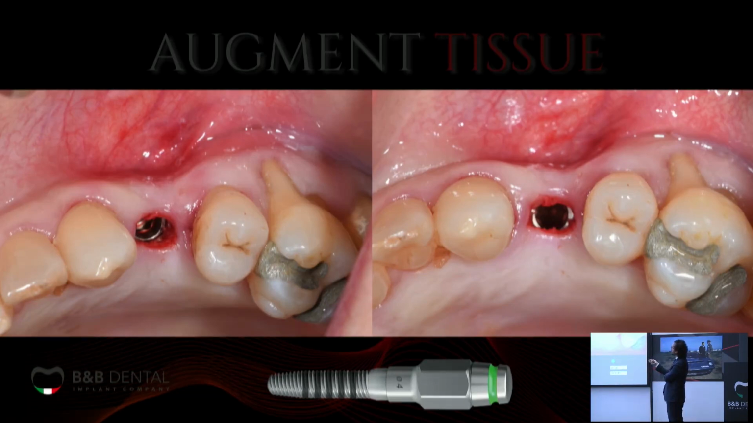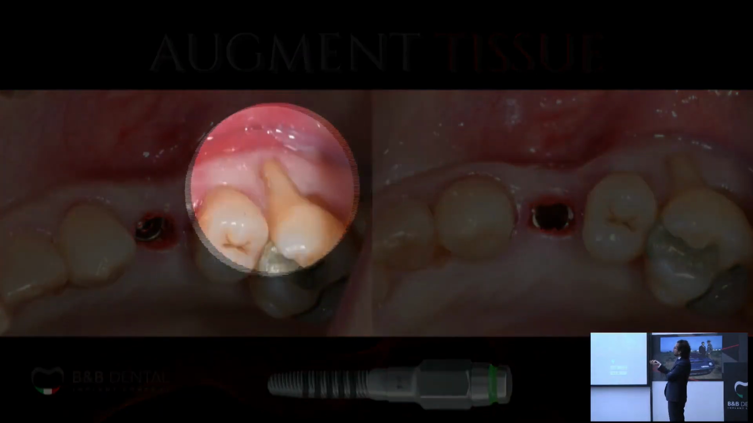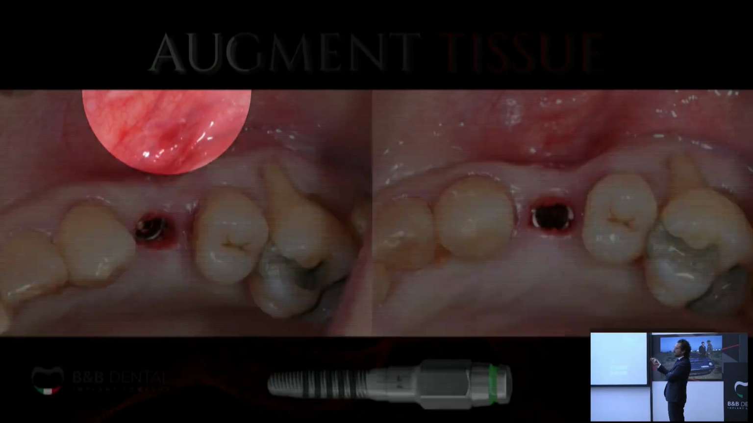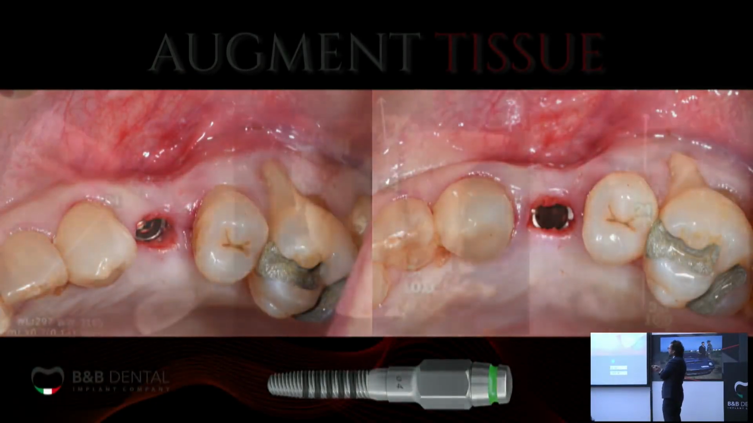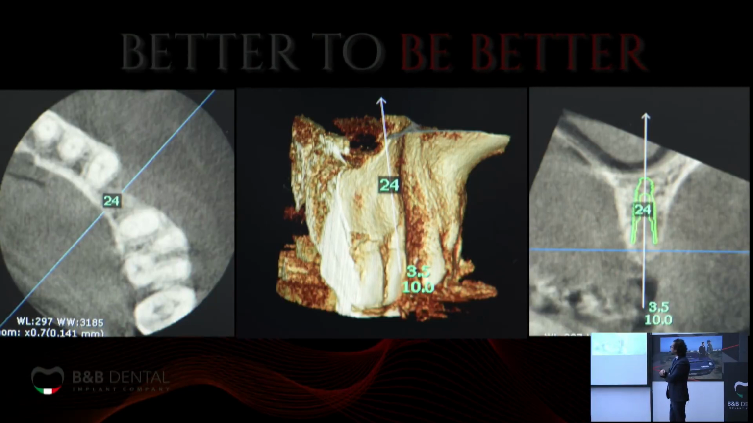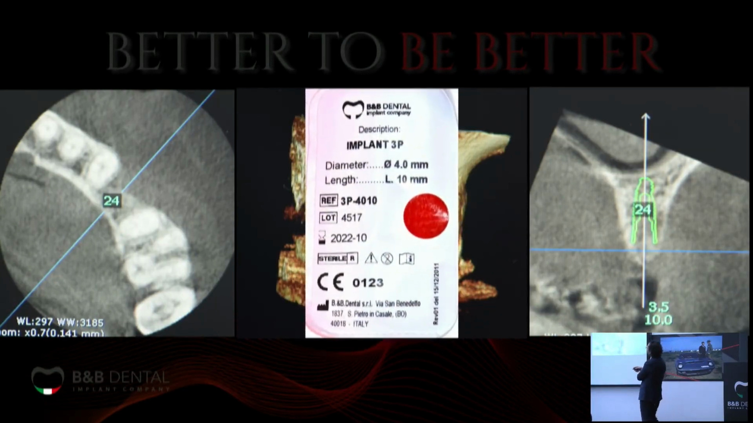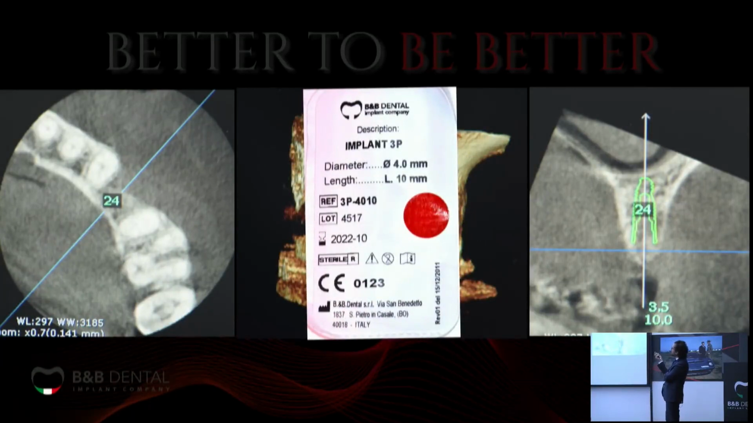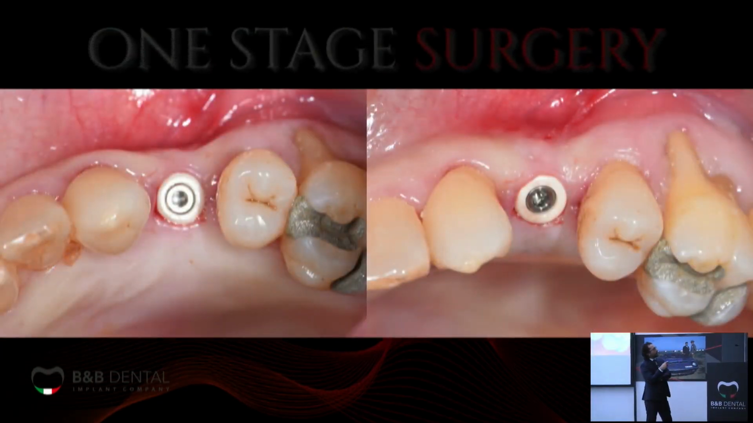As you can see in these images, just using the condenser, not removing any kind of KT, we already moved bone and tissues buccally. So in the next step, we did even better. We were planning to insert the 3.5 by 10, but actually we were able to insert a 4.0 by 10 millimeter implant with this technique.